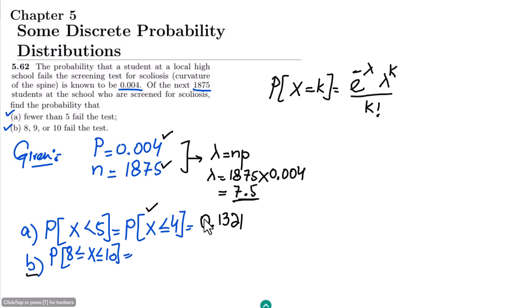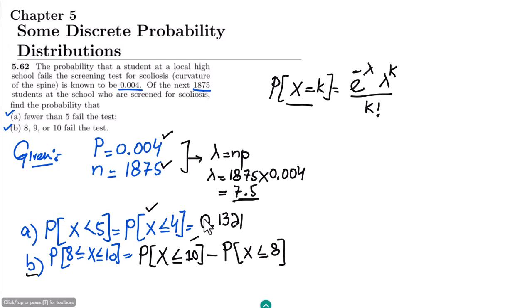Similarly, in part B of my question, I have to find the probability that x is greater than or equal to 8 and less than or equal to 10. Again we can use the formula for x equal to 8, 9 and 10 and then add them together. This is one method. The other method is the tabular method, where I use the probability that x is less than or equal to 10, and from it I subtract the probability that x is less than or equal to 7.